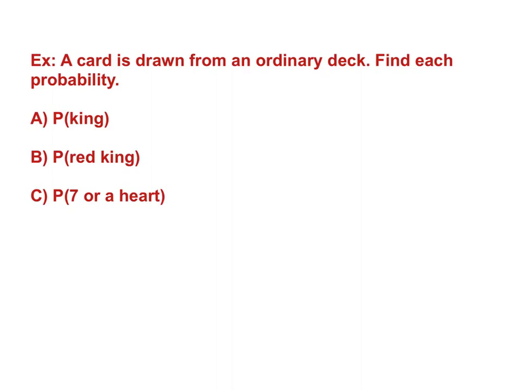Then do the same thing for B. What's the probability of getting a red king? And C, the probability of getting a 7 or a heart. Let's talk about this one, okay?